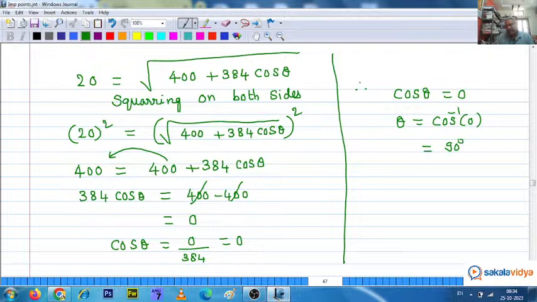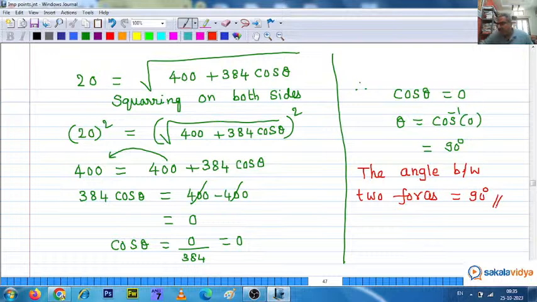The two forces are perpendicular to each other. So therefore the angle between the two forces is equal to 90 degrees. I hope this is very clear to you. Am I correct or not? Yes or no, you need to write in the chat section.